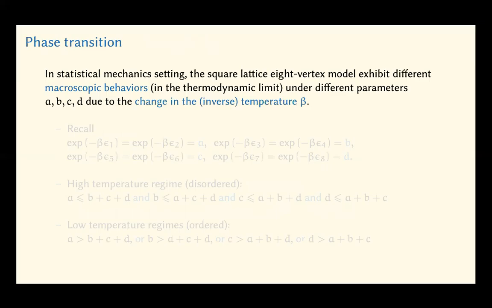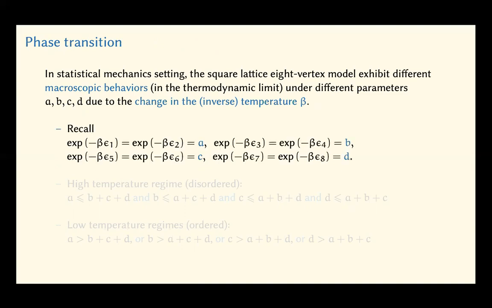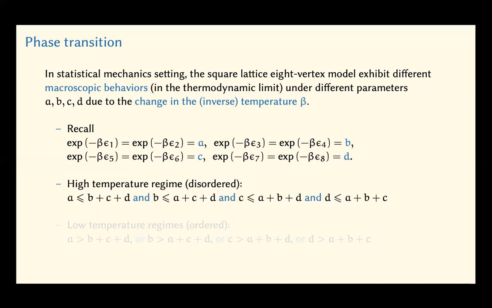In the statistical mechanics setting, the square lattice 8-vertex model exhibits different macroscopic behavior under different parameters A, B, C, D due to the change in the inverse temperature beta. Recall that A, B, C, D are functions of beta and the epsilons in these exponential forms. So A, B, C, D will change according to the change in the inverse temperature beta. So there are 2 types of phases. One is called the disordered phase. It represents the high temperature regime, and it's characterized by 4 inequalities: each of A, B, C, D is less than or equal to the sum of the other 3.